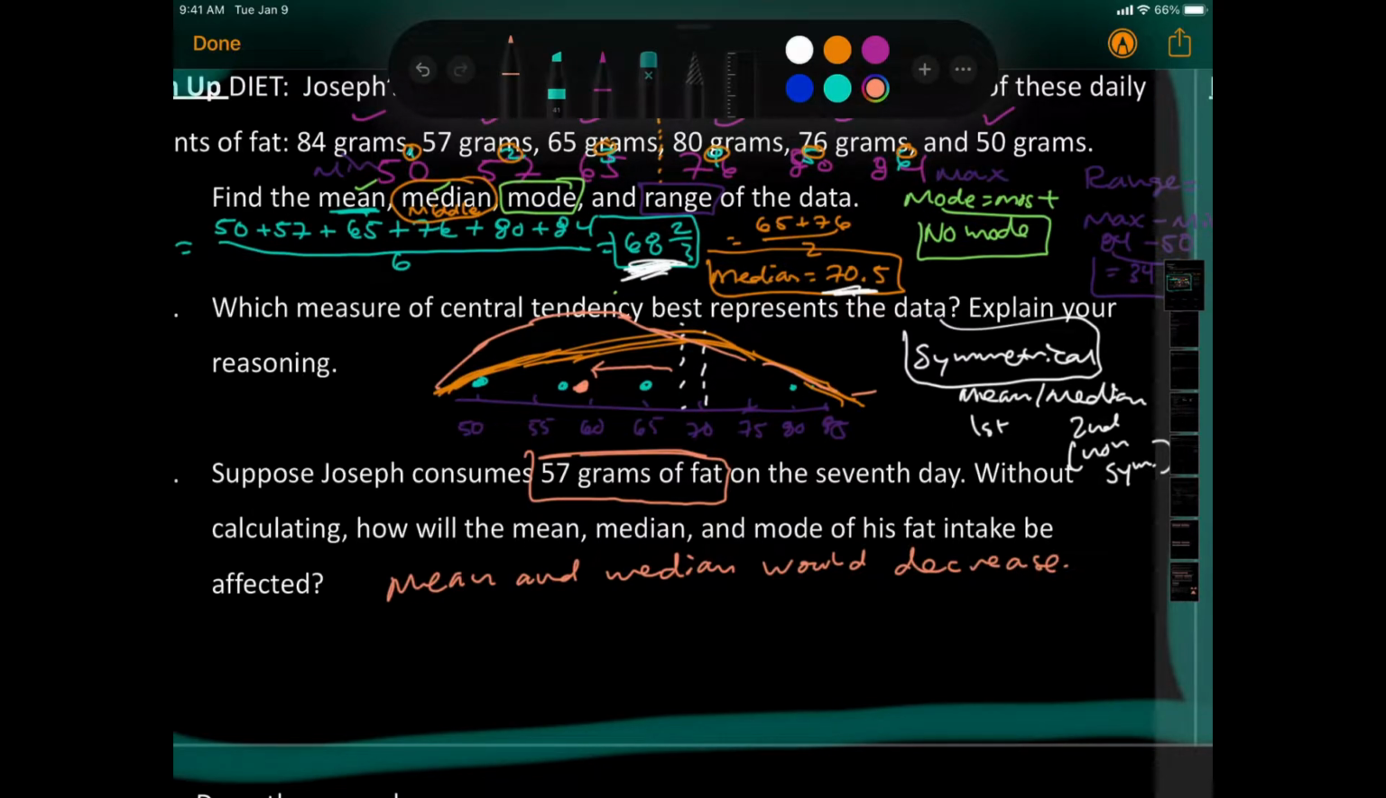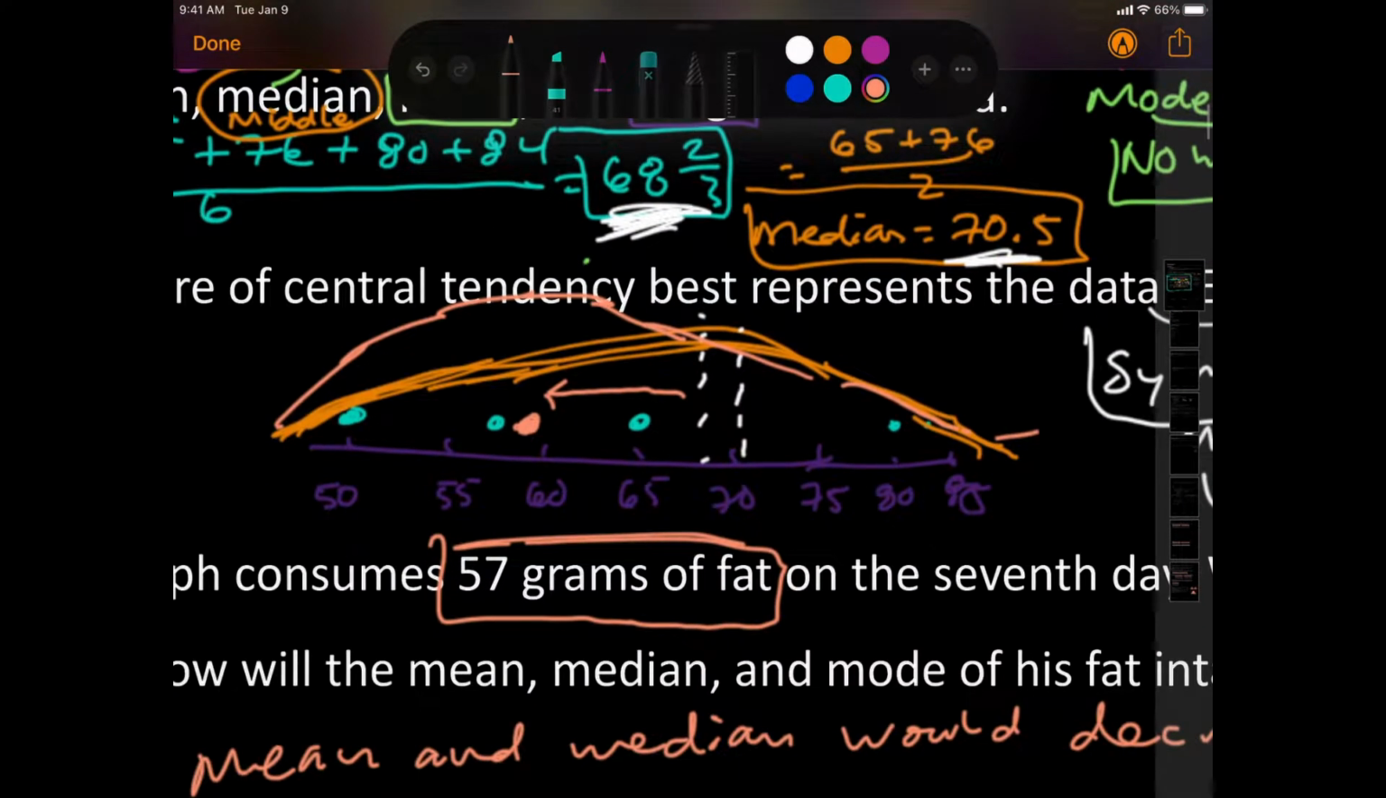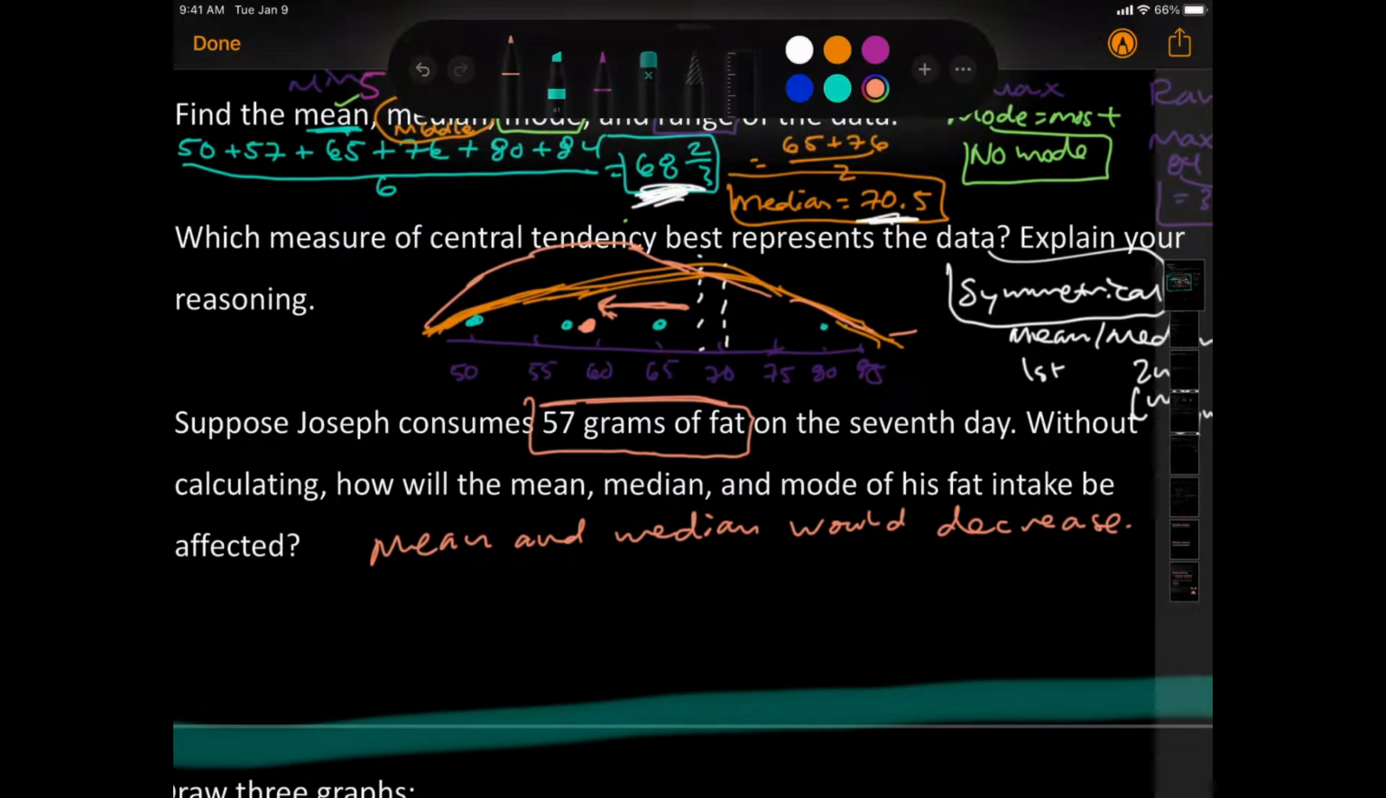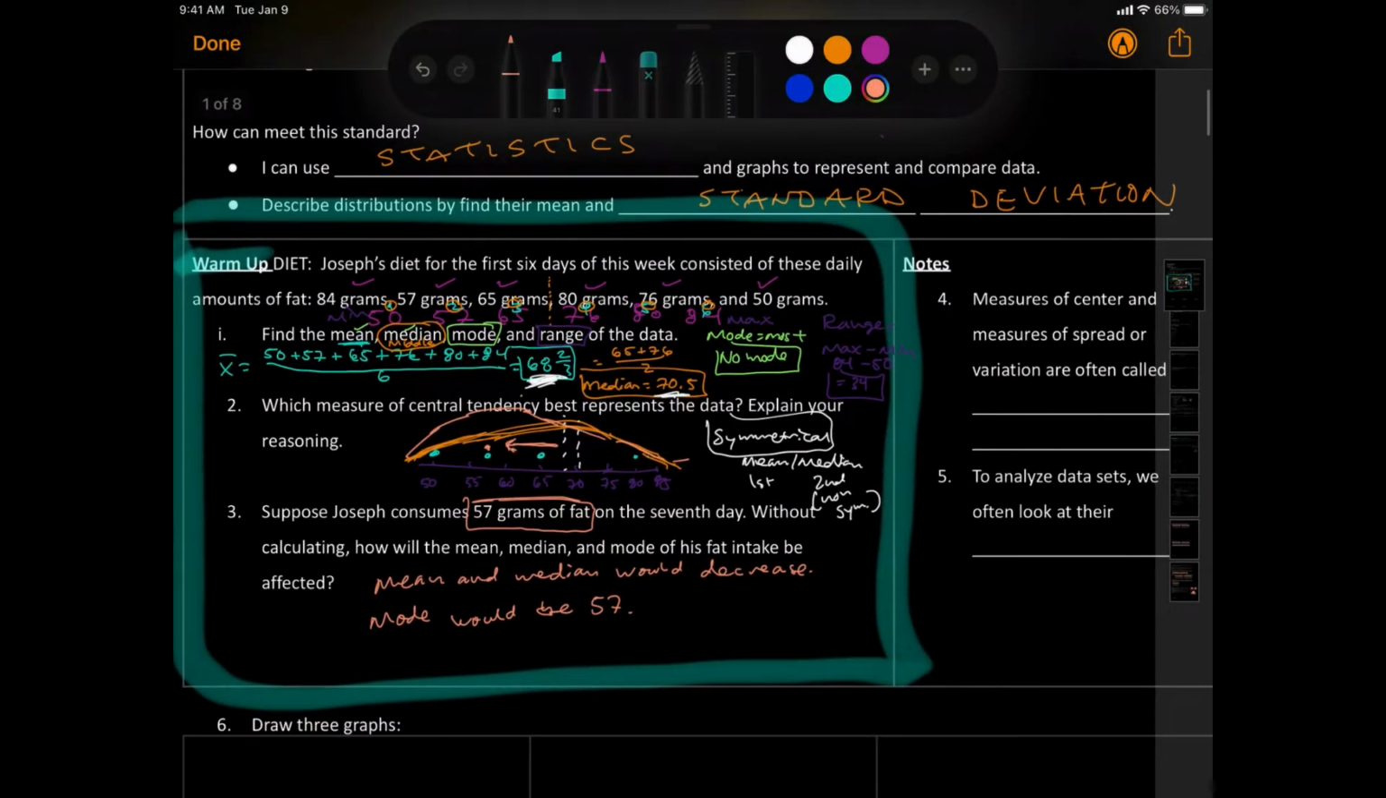Okay, so let me try to explain that again. If you just on the 7th day add 57, that pink dot here, it's more towards the left, so it's going to pull the mean and median, which are not really resistant, towards that 57. And then, well, that was my bad. The 57 should actually be right here. So then the mode would be 57 because you have two repeating numbers. Okay, so that's our warm-up.